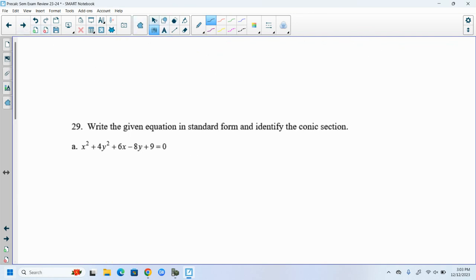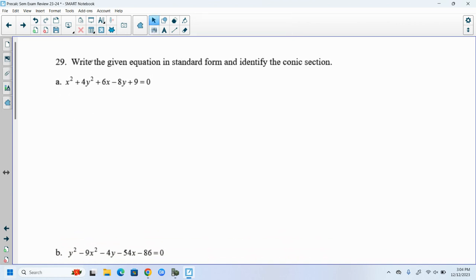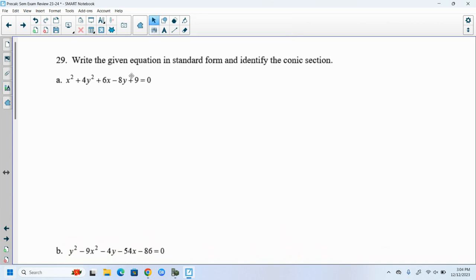All right, 29. There is an a and a b. Write the given equation in standard form and identify the conic section. Well, you should be able to identify the conic section before you go any further. If you got both of them squared and you got a plus in between, it's an ellipse, not an eclipse. Okay, that's like a lunar or solar, but an ellipse with 2 L's.